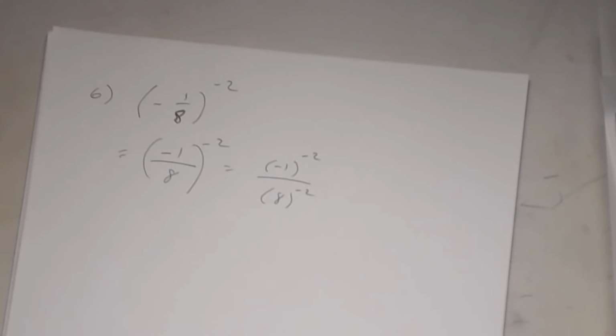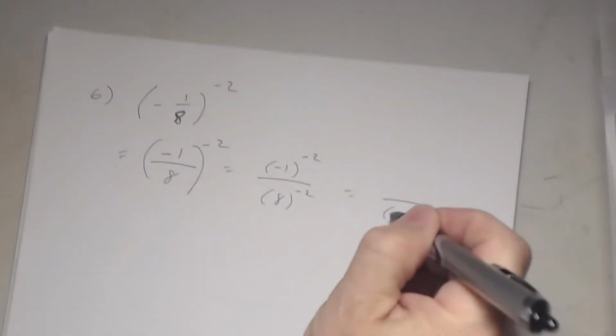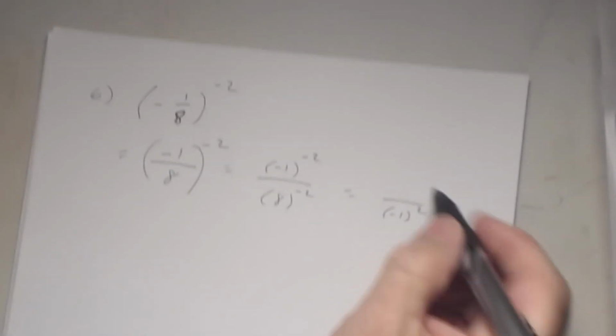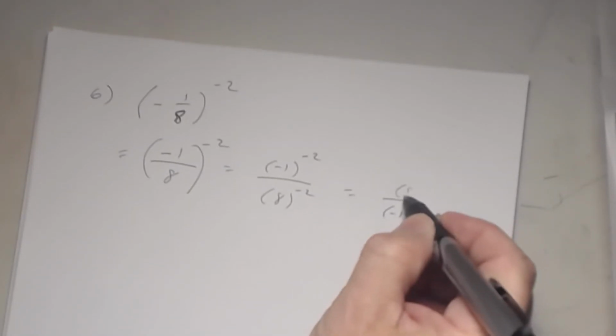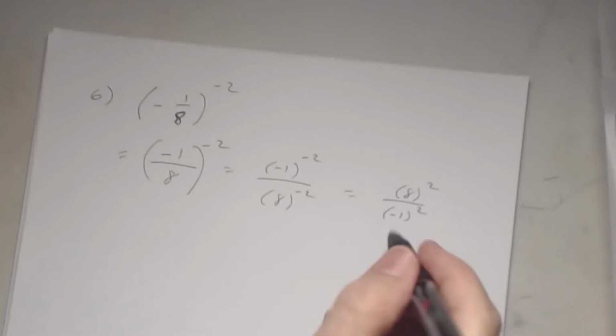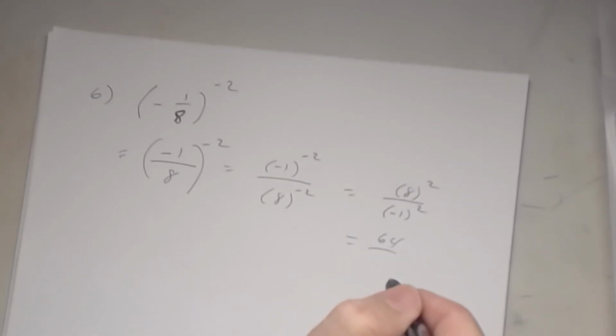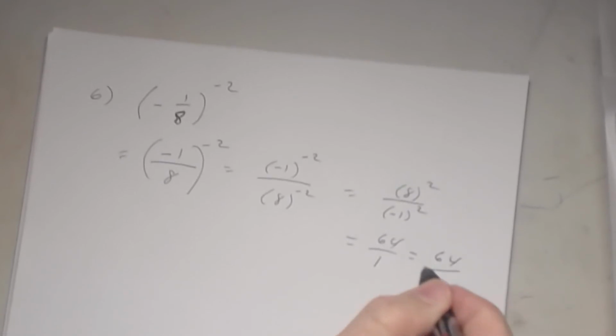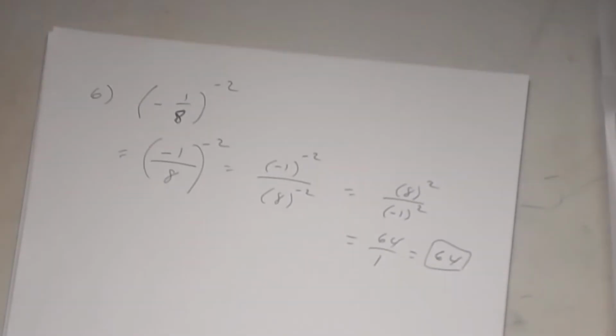Now let's talk about making those exponents positive. -1 to the -2nd power, where do I move it? The denominator. 8 to the -2nd power, where do I move it? Numerator. So now my exponent's positive. Okay, so what's 8 squared? What's negative 1 squared? Good. So what's the answer? 64. That's the answer.